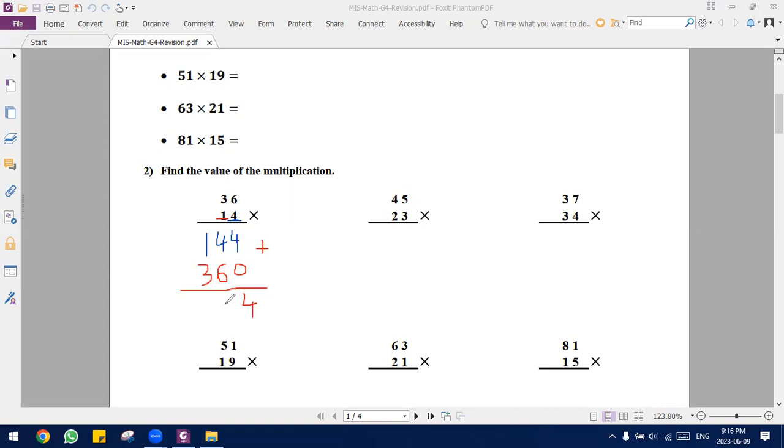4 plus 6 is 10. So 0, we carry 1. 1 and 1, 2, and 3, 5. So the exact value is 504.